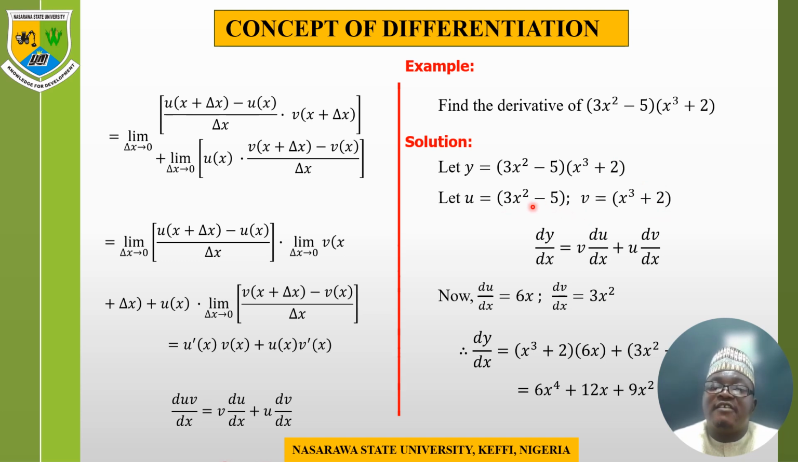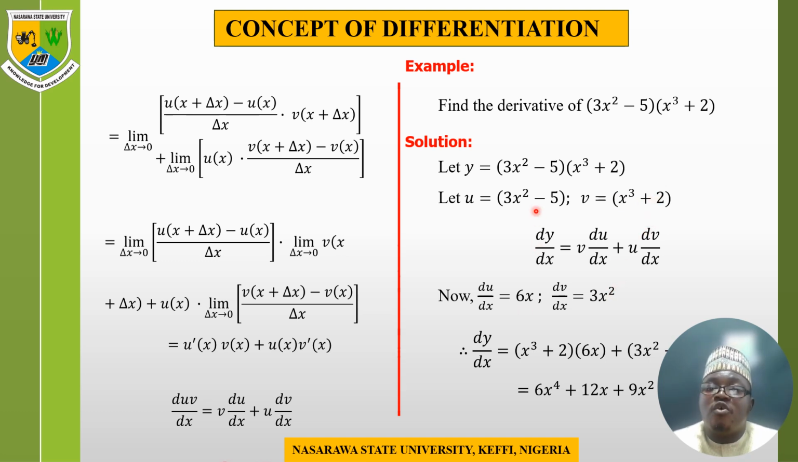Then when you differentiate the first bracket to get your du dx, the power here multiplies the coefficient. We get 2 times 3, we get 6x. The constant is 0. That is our du dx. For dv dx, you differentiate this one with respect to x. The power here is 3, the coefficient here is 1, and 3 times 1, we get 3. 3 minus 1, you get 2. That is how we get this one.